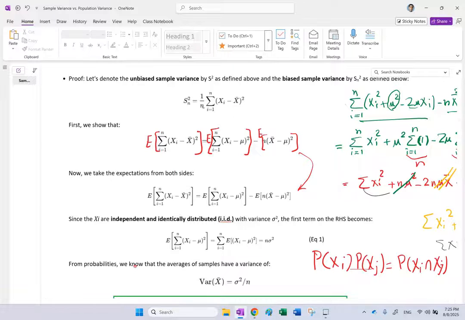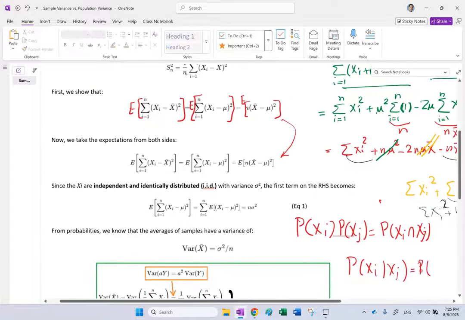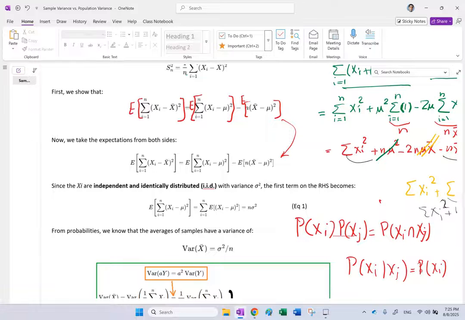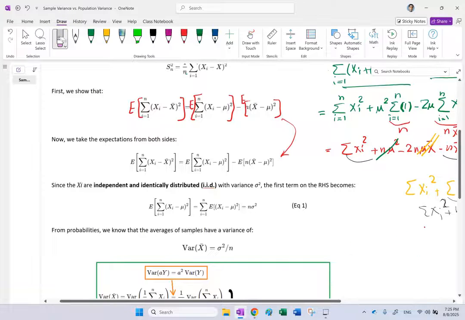Or another way to write it is to say that P of xi given xj, the conditional probability, is the same as P of xi. In other words, whether xj happens or not has nothing to do with xi. Okay, so this is the definition of independence of two samples. And identically distributed, of course, means they have the same distribution, so they have the same average and the same variance.